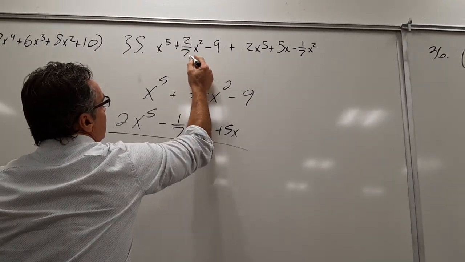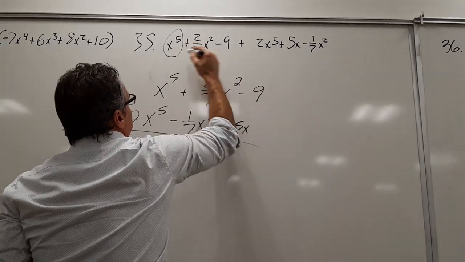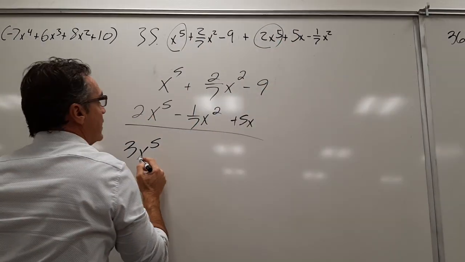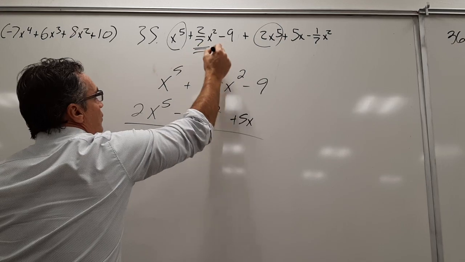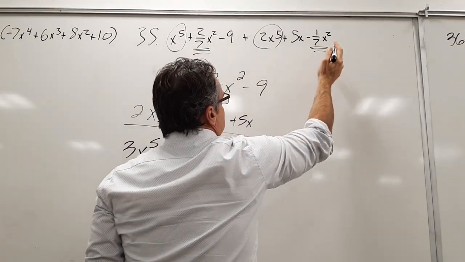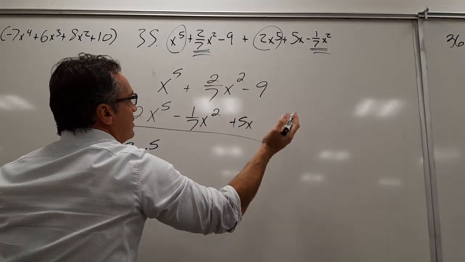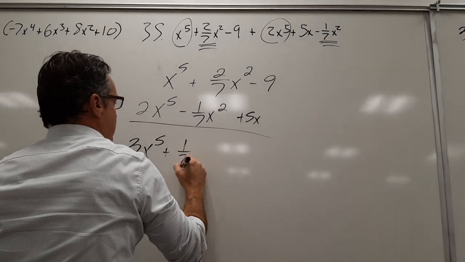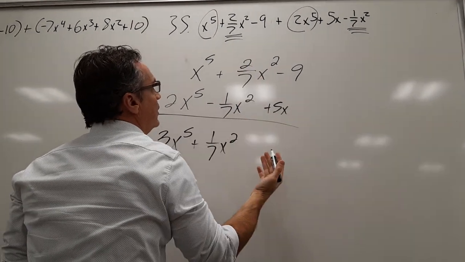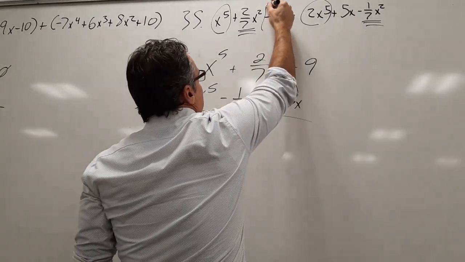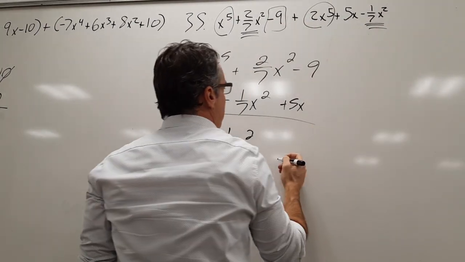Do we have any other x to the fifth? Look across here. Yeah, I got x to the fifth, and I got 2x to the fifth. That makes 3x to the fifth. I got 2/7 x squared. I got negative 1/7 x squared. 2/7 minus 1/7 makes plus 1/7 x squared. Or you can do it vertically here. I got negative 9. I don't have any other numbers.